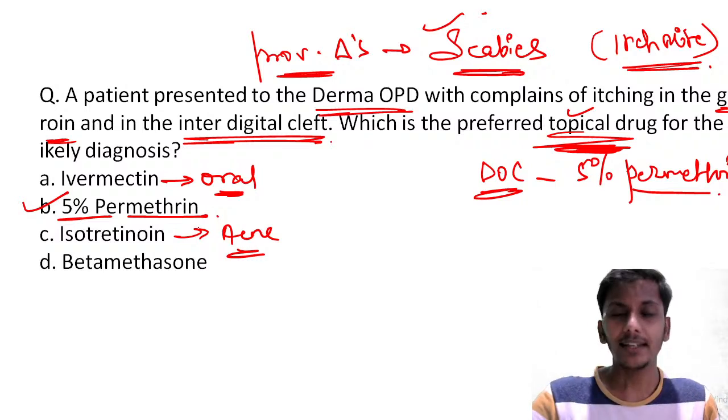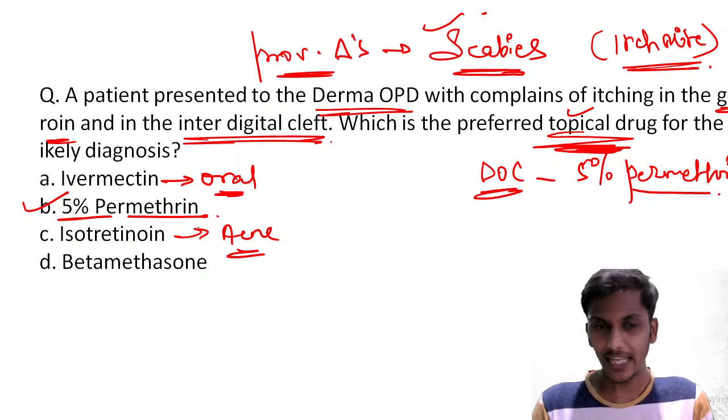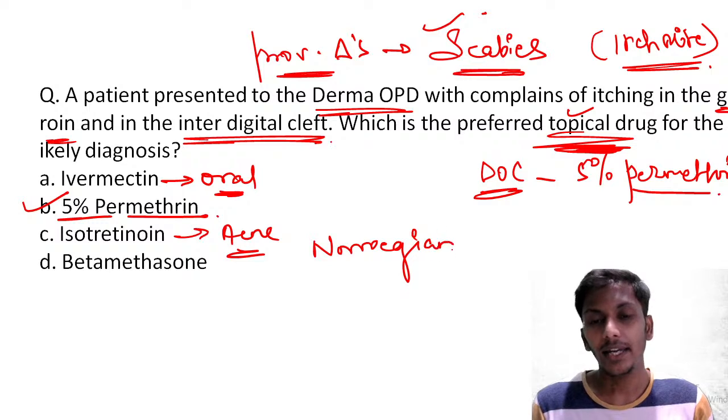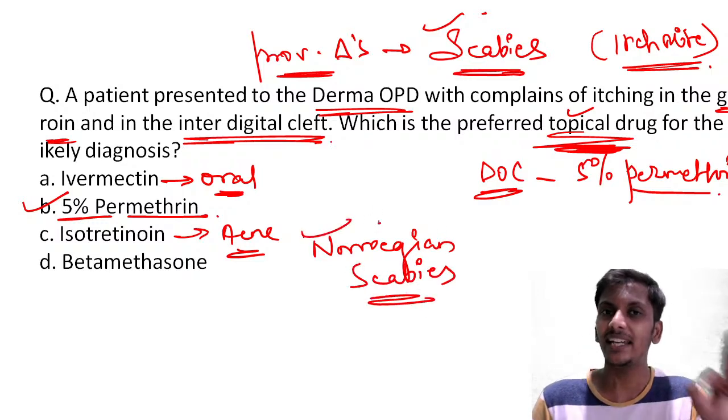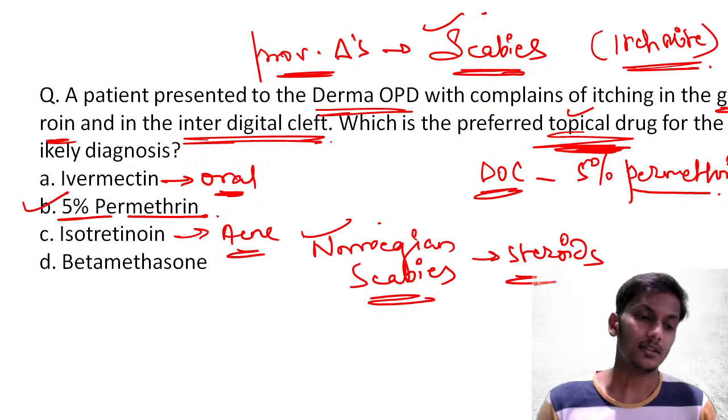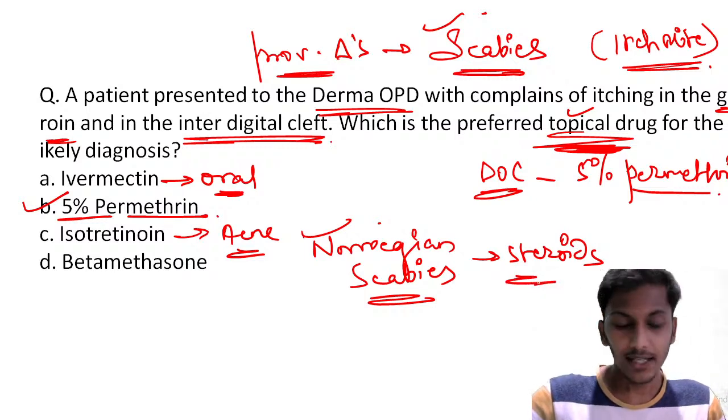Okay, and steroids are also used in cases of scabies. Which type of scabies? Norwegian scabies. So please remember, in cases of a severe scabies infection, that is Norwegian scabies, a very severe scabies with the worst prognosis, we generally use steroids to suppress the immunity.